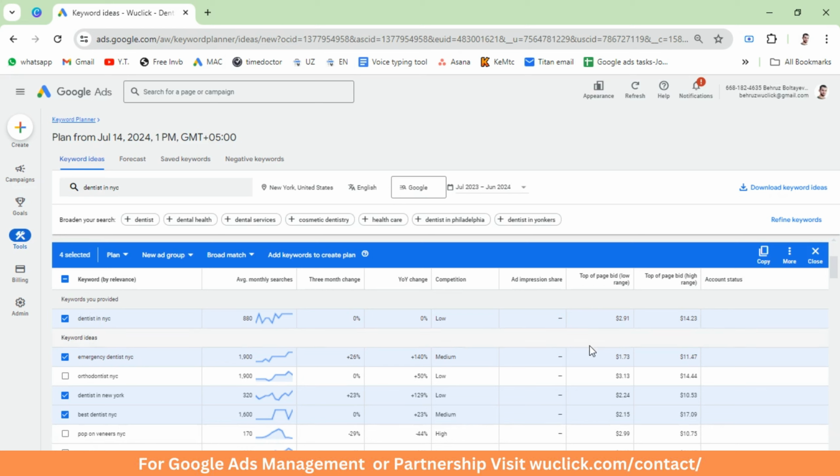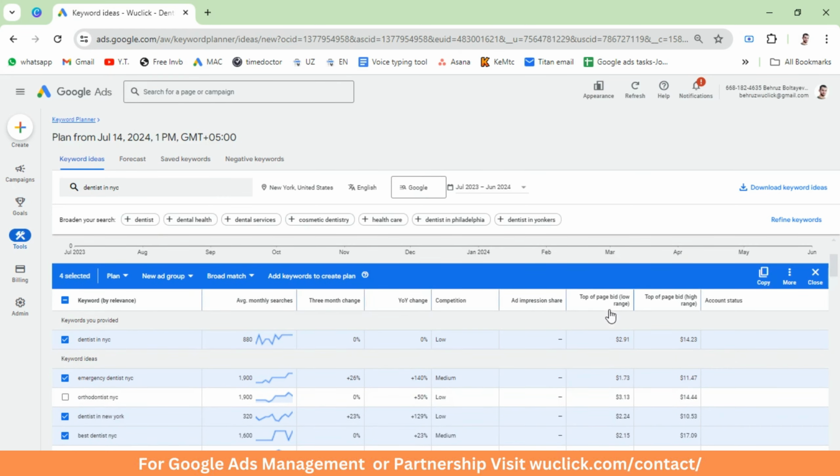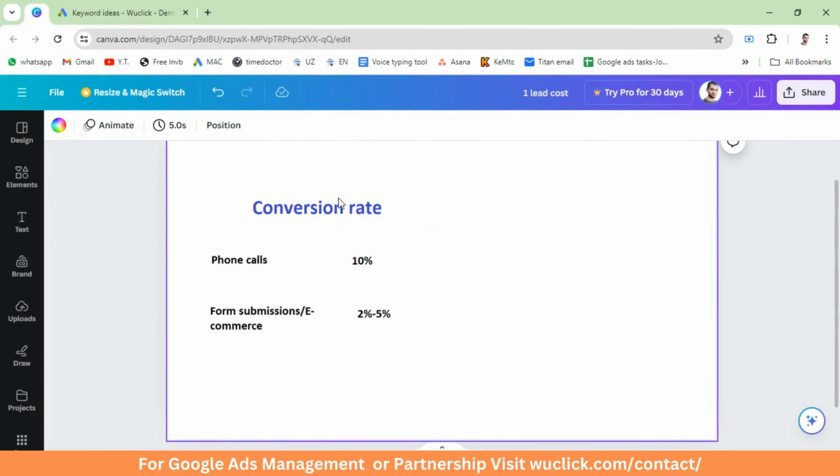And if people are making the search, we are targeting more related keywords. Let's see their cost per click: $2.91, $1.73, $2.24, $2.15. This is the minimum bid, the lowest range, and we can spend up to $14, $11, $10, $17, but we should be spending at least $2.91, $1.73 to be eligible to get impressions and clicks. So we're going to be spending at least these numbers. The highest number here is $2.91, and to calculate how much it would cost to get a lead for that specific industry and those specific keywords, we're going to go here and calculate that.